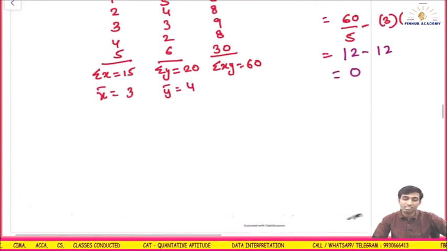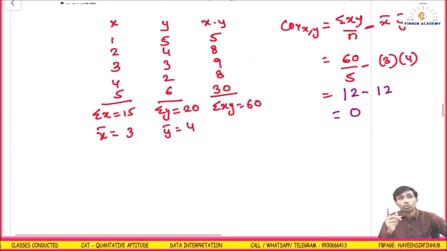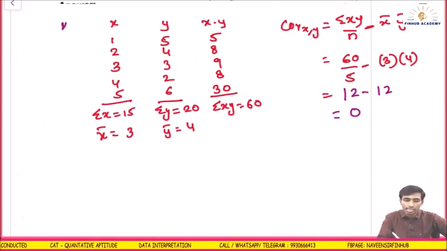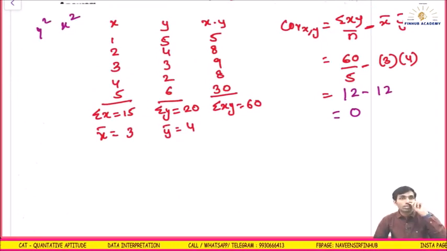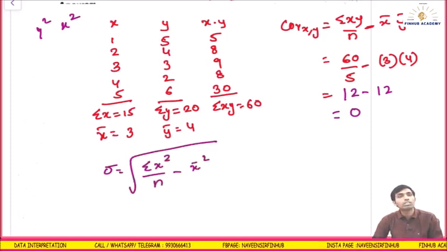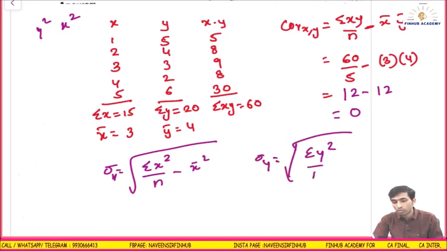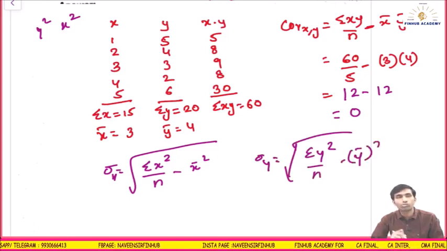In case standard deviation had been there, I would have calculated 2 more columns, x square and y square. What is the standard deviation formula? Under root summation x square upon n minus x bar square. This is the standard deviation of x. For standard deviation of y, the formula is under root summation y square upon n minus y bar the whole square. Easy.